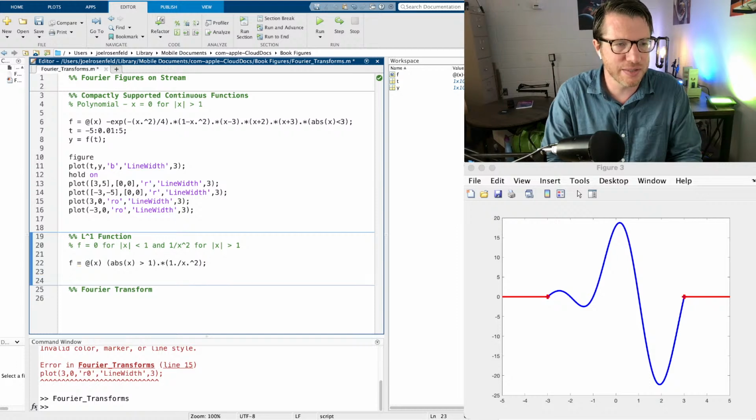So now we have t is equal to -5, 0.01 up to 5, and then we're going to have y is equal to f of t here, and yeah, we might have an undefined issue at 0, but we'll see.